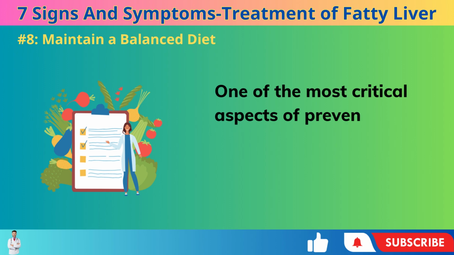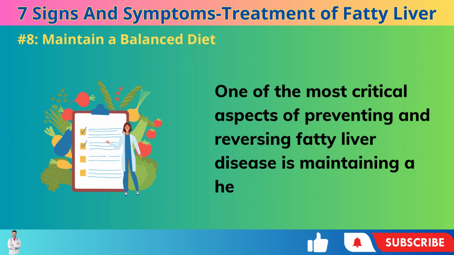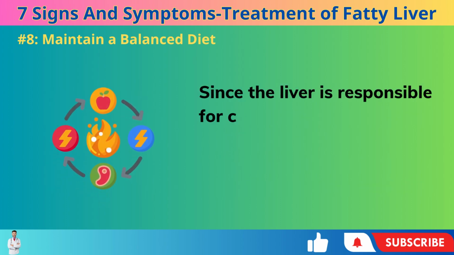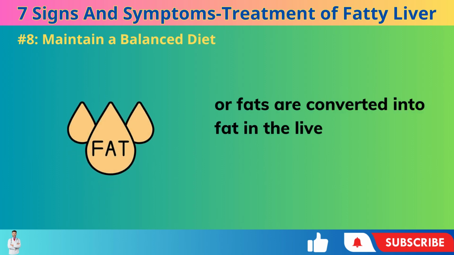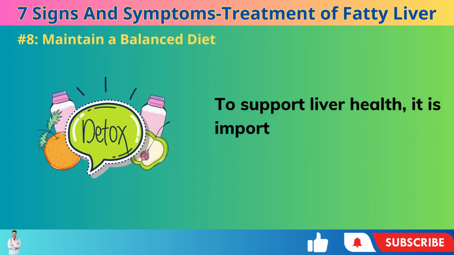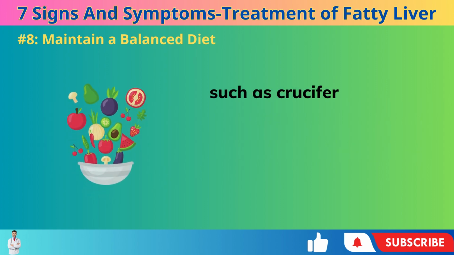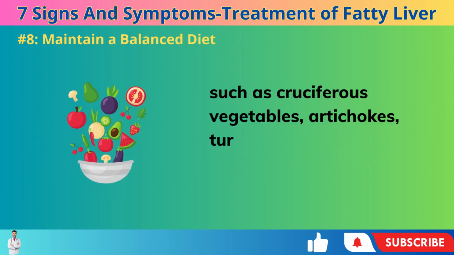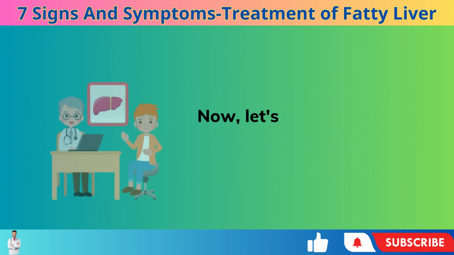Number 8. Maintain a balanced diet. One of the most critical aspects of preventing and reversing fatty liver disease is maintaining a healthy and balanced diet. Since the liver is responsible for converting food into energy, any excess carbohydrates, proteins, or fats are converted into fat in the liver, leading to its accumulation. To support liver health, it is important to include foods that aid in detoxification, such as cruciferous vegetables, artichokes, turmeric, walnuts, milk thistle, and coffee.